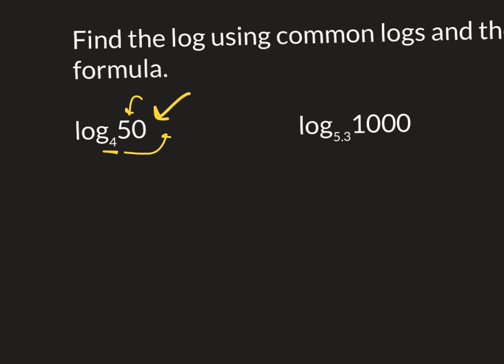So what we can do is we can change the base. We can do this right here. You can do log of the big number 50 over log of the base, which is log 4. And you can punch that directly into your calculator.